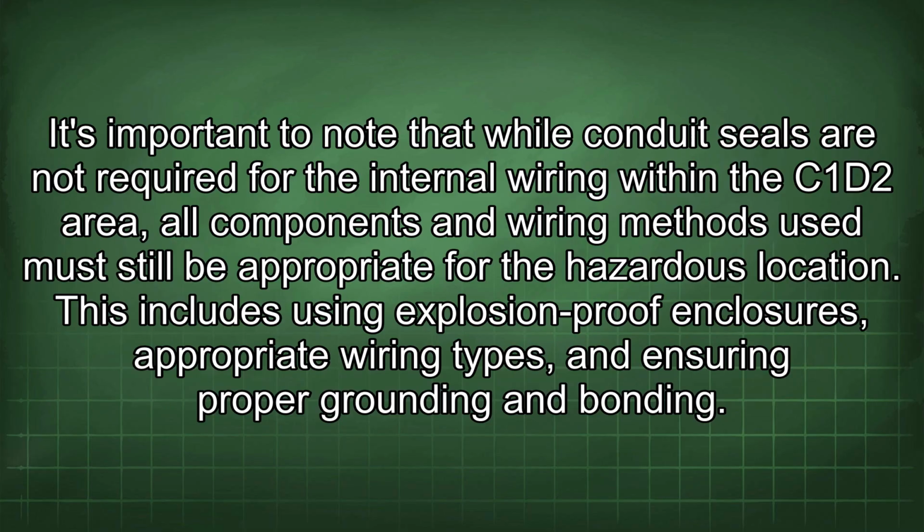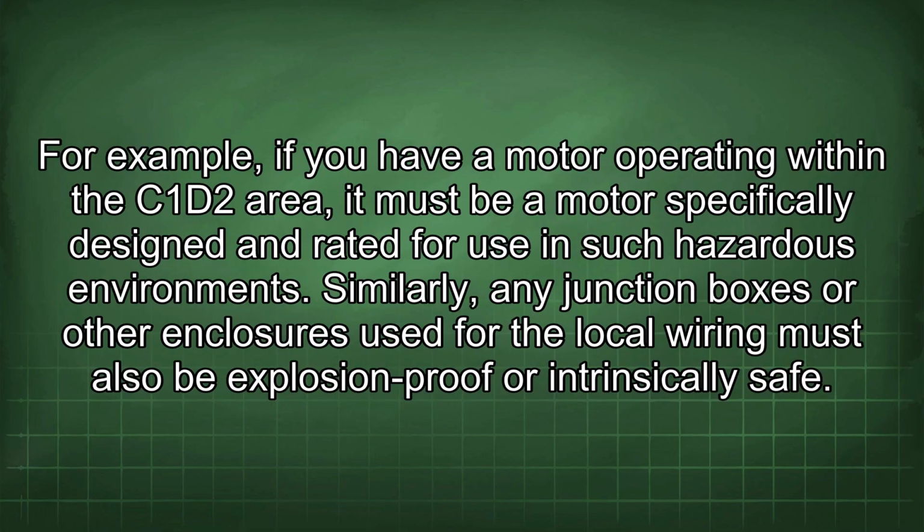It's important to note that while conduit seals are not required for the internal wiring within the Class 1 Division 2 area, all components and wiring methods used must still be appropriate for the hazardous location. This includes using explosion-proof enclosures, appropriate wiring types, and ensuring proper grounding and bonding. For example, if you have a motor operating within the Class 1 Division 2 area, it must be a motor specifically designed and rated for use in such hazardous environments.